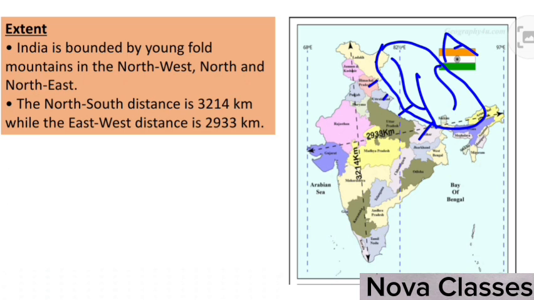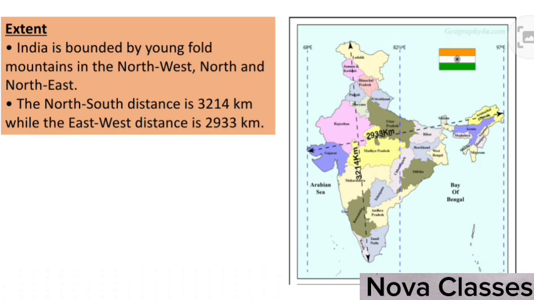Okay, so you all know where Mount Everest is situated? Mount Everest is situated in Nepal. Okay, the highest peak of the world. So we can say that India is bounded by the Young Fold Mountain in the northwest. So that is north, that is south, that is east, and that is west. Okay, so the north south distance, it means from here to here.